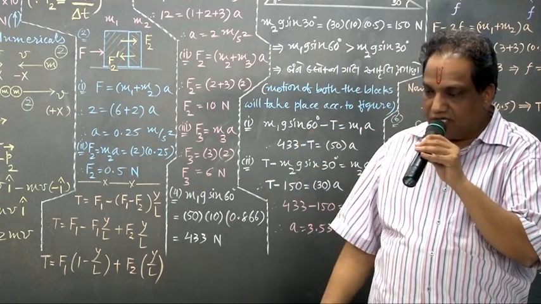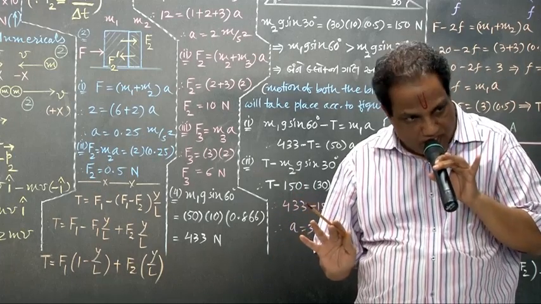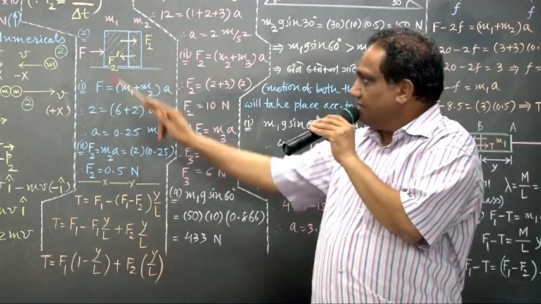6 into 0.25, it is also 1.5 Newton. Okay? So write additionally.